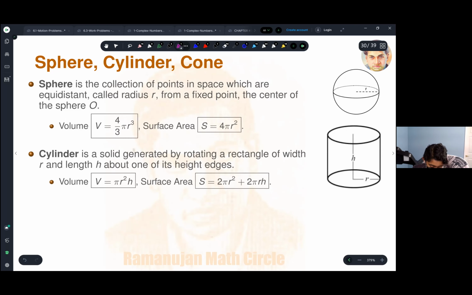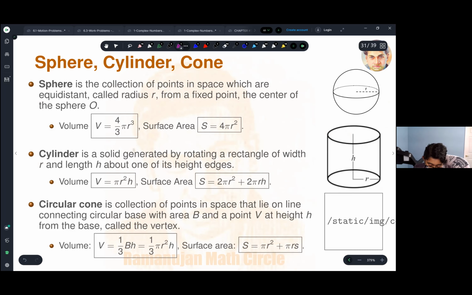Cylinder is a little different. The volume is pi r squared h, because there's a height to a cylinder. Volume means basically if you were to fill it with water, for example, how much water would you fill it with. And surface area, like I described before, is what you would get if you were to wrap foil around it, the area of the foil. That would be given by 2 pi r squared plus 2 pi r h.